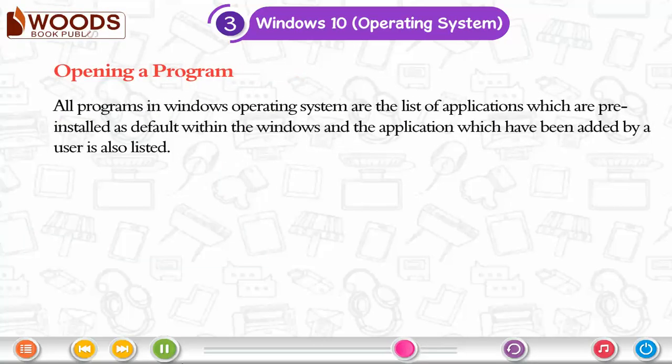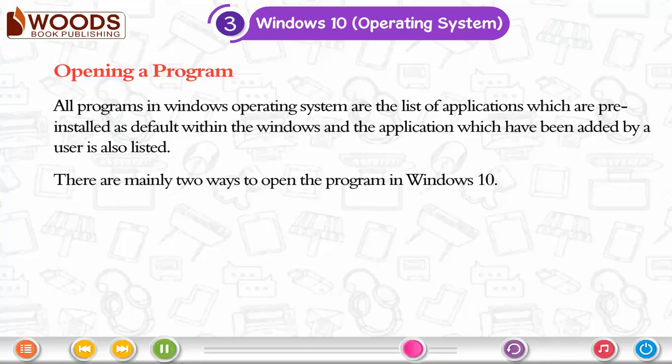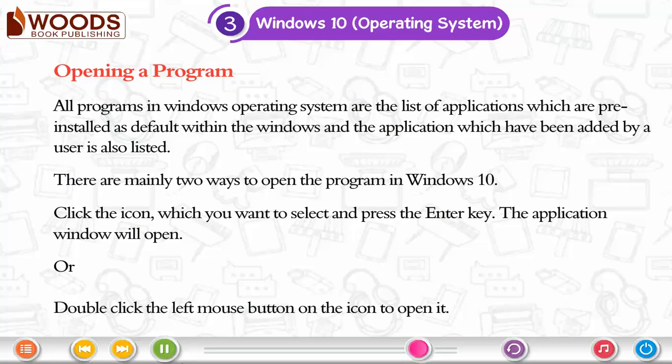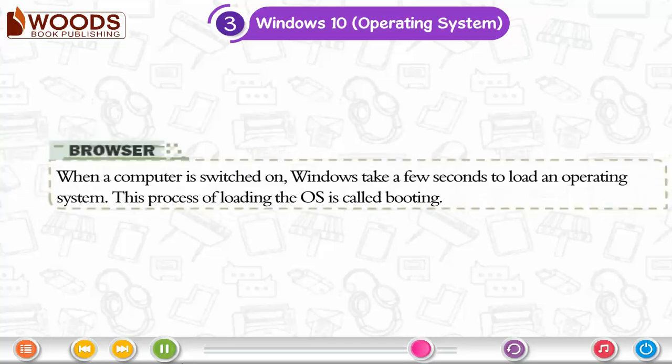Opening a program. All programs in Windows operating system are the list of applications which are pre-installed as default within the Windows, and the applications which have been added by a user are also listed. There are mainly two ways to open a program in Windows 10. Click the icon which you want to select and press the Enter key. The application window will open. Or double-click the left mouse button on the icon to open it.